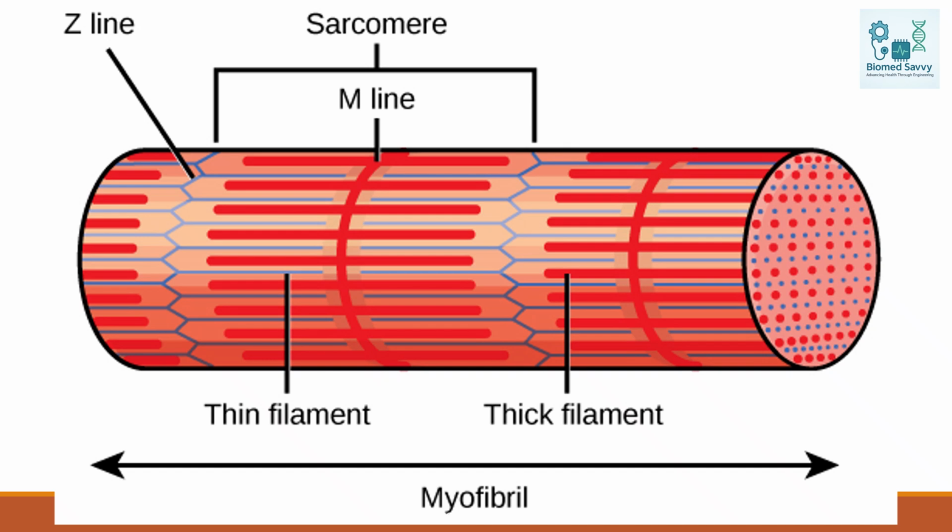During contraction, the distance between the Z lines decreases, the I band shortens, and the H zone disappears, while the A band remains constant.